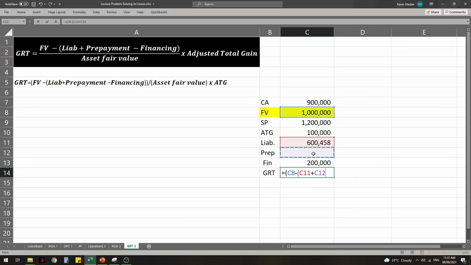Ilagay ko na lang siguro sa component dito. Anyway, blank naman to. So nothing will be added. Minus financing. Close parenthesis. All of this will be divided by the asset fair value. And let me encase it in another parenthesis because alam na ulit, PEMDAS. After you get the product of this, you will have to multiply everything by our adjusted total gain.